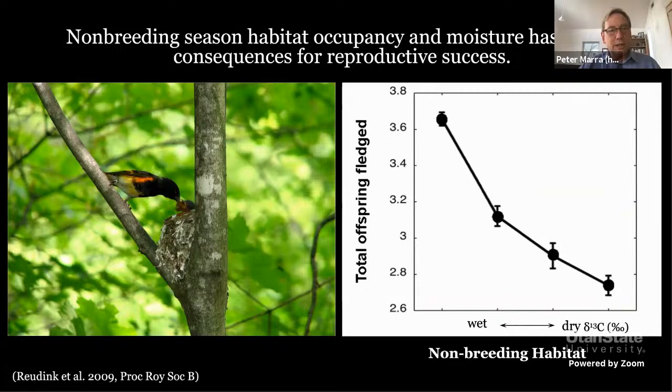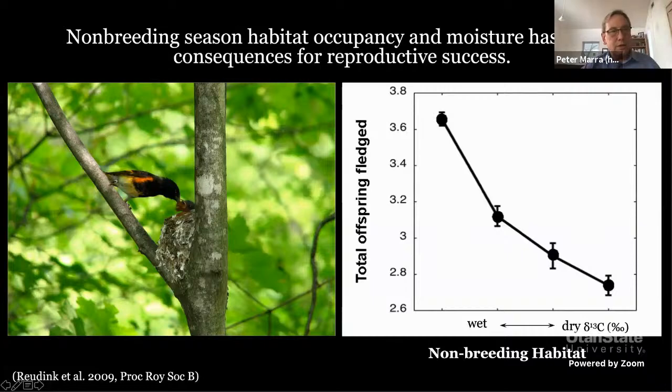But what's really neat is that you can then follow the reproductive success of these birds over the breeding season relative to not just their breeding season variables, but relative to their non-breeding season habitats that they occupied, wet to dry. And what several of my students have found is that birds that are in wet habitat tend to produce more offspring. And we've looked at this with extra pair paternity and multiple nests, a whole suite of different things. Those birds that get back early and in better condition produce more young, fledge more young than birds coming back later from the dry habitat.